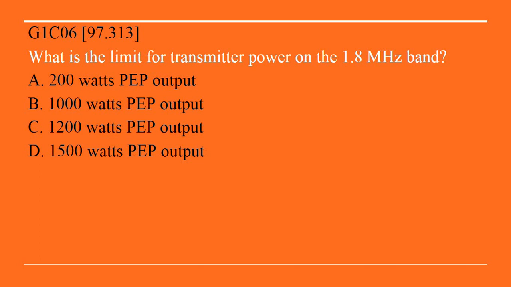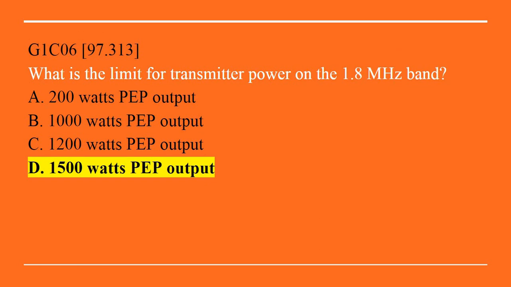G1C06, what is the limit for transmitter power on the 1.8 MHz band? A. 200 watts PEP output. B. 1000 watts PEP output. C. 1200 watts PEP output. Or D. 1500 watts PEP output. Correct answer here is D. 1500 watts PEP output.